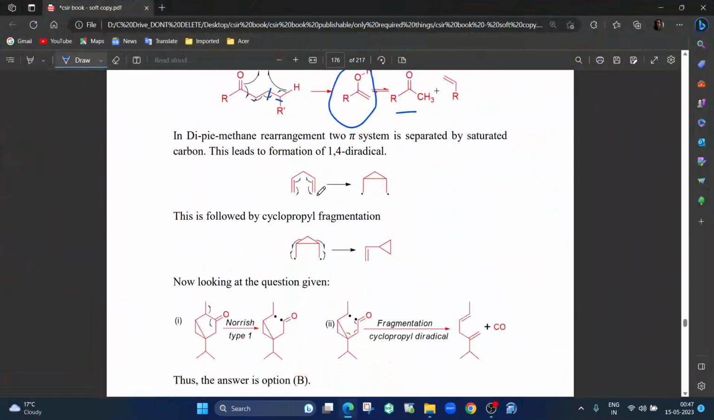Di-pi-methane, what happens? You are having two pi systems which are separated, like in between two alkenes comes one sp3 hybridized carbon, a saturated carbon. So what happens? They first both react and you get a 1,4 diradical. You can see here, this is position number 1, this is position number 2, this is position number 3 and position number 4. That's why it is called di-pi-methane. So there is 2 pi, di-pi, in between there is a methyl group, so methane.